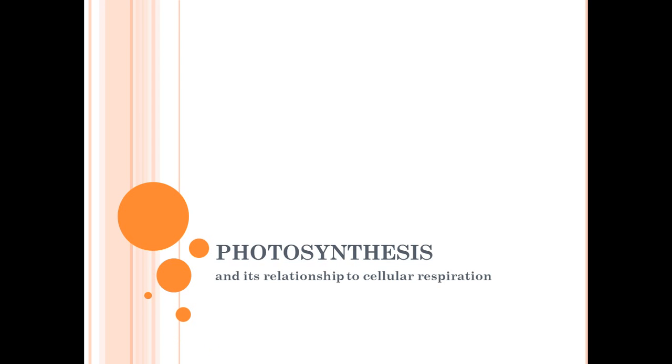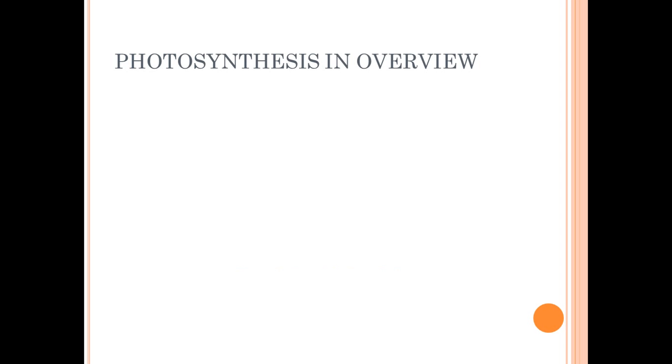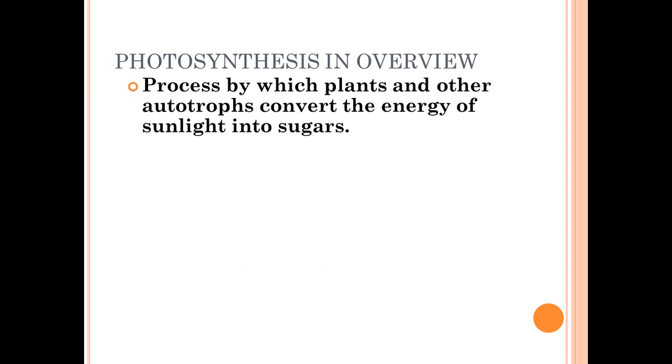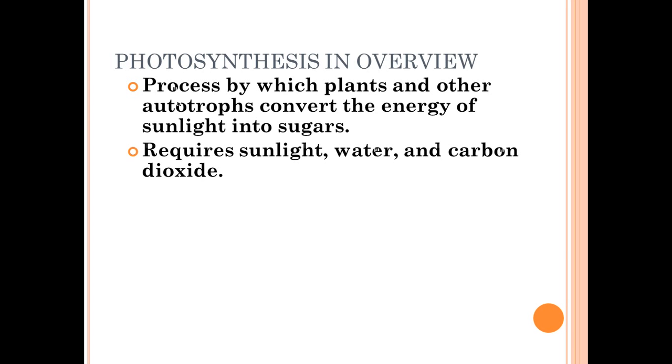Today we're talking about photosynthesis and the chemical reactions that happen in plants to make the sugars used in cellular respiration. An overview of photosynthesis. This is the process by which plants and other autotrophs convert the energy of sunlight into sugars. Remember that an autotroph is something that makes its own food. This requires sunlight, water, and carbon dioxide.